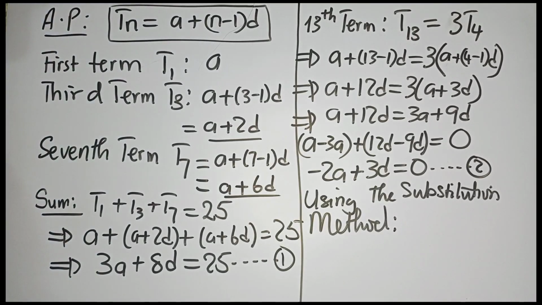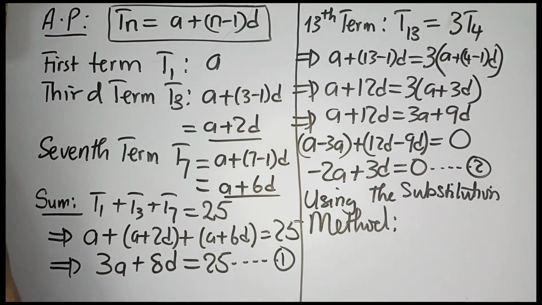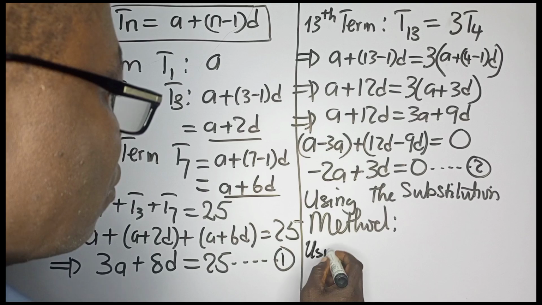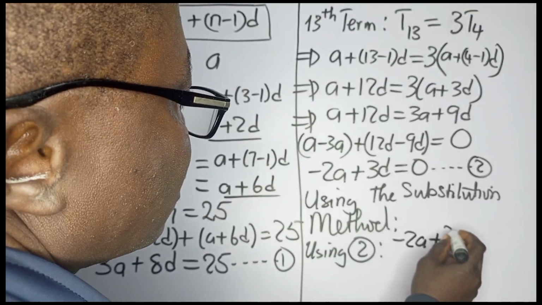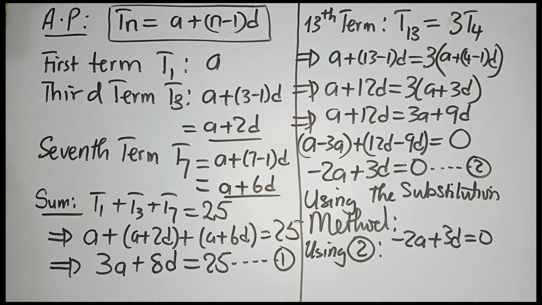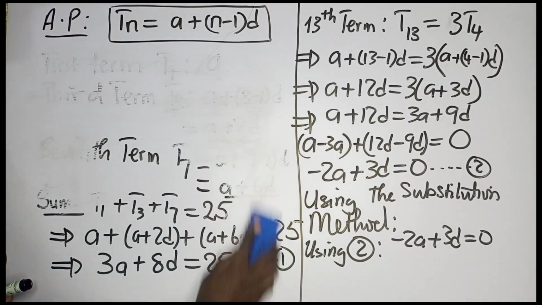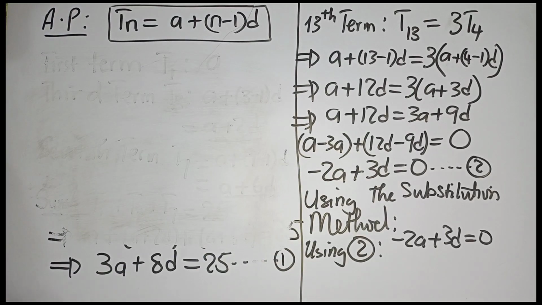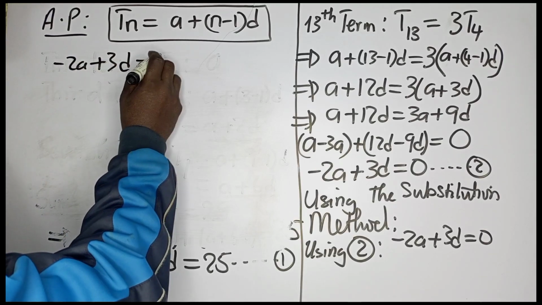Okay. So if I go to equation 2, I want to make d the subject in equation 2. So using equation 2, negative 2a plus 3d is equal to 0. I will not take off equation 1 because we have to come back to it.